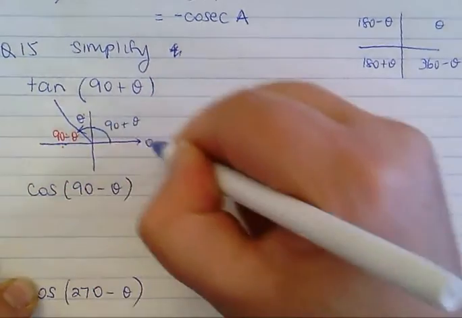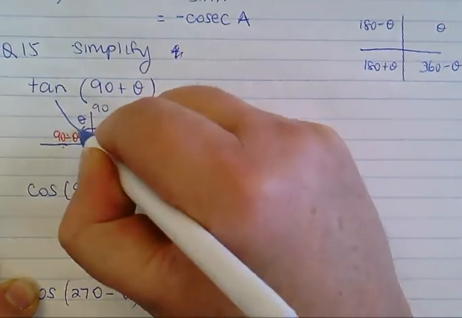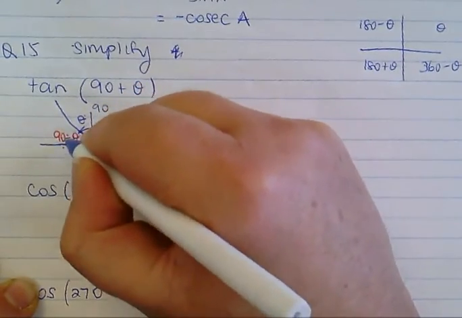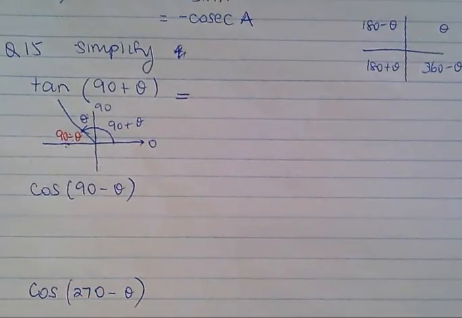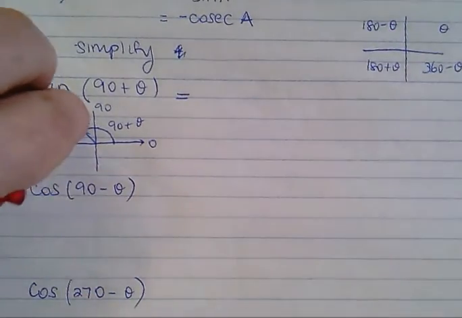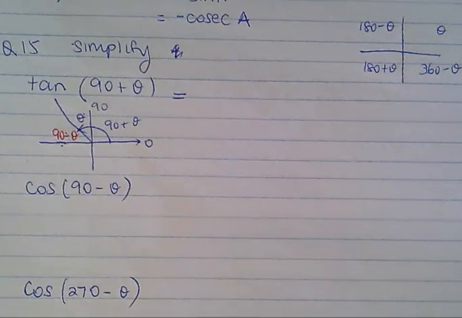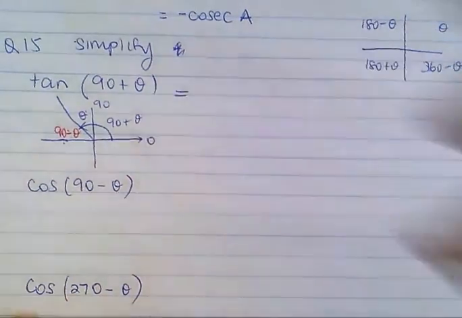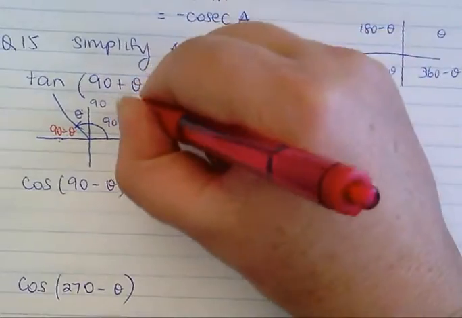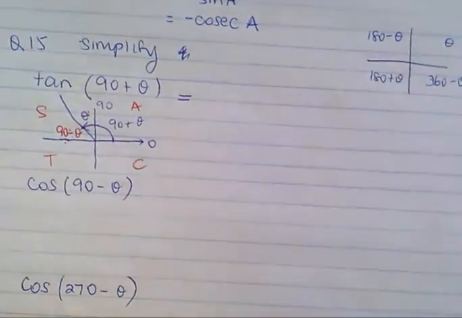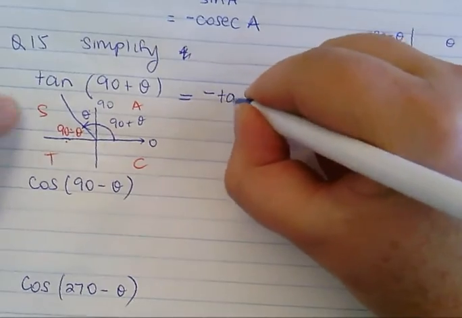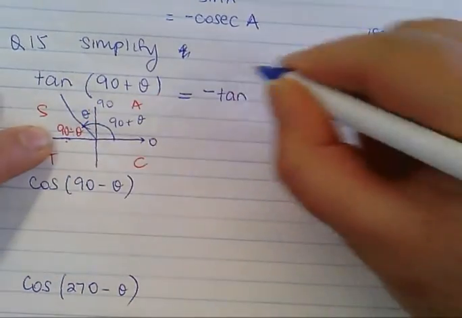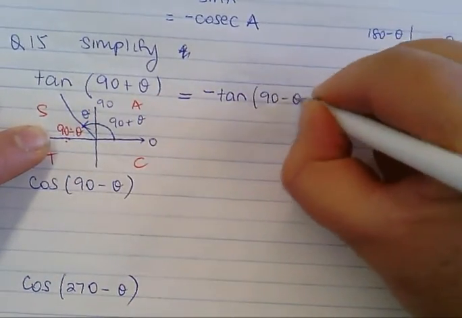Because look, I've got 0, 90. If that's theta, remember with right angles, that's 90 minus theta. So I say, well, remember, I'm not interested in the angle touching the y-axis. I need the angle touching the x-axis. All right, all stations to central, positive or negative? Negative, definitely. Negative tan of the angle touching the x-axis, 90 minus theta.